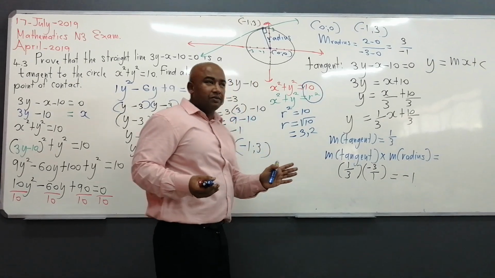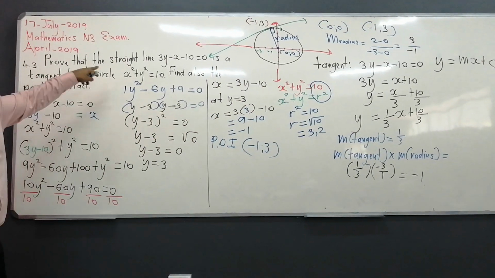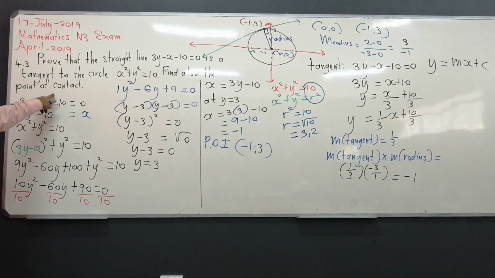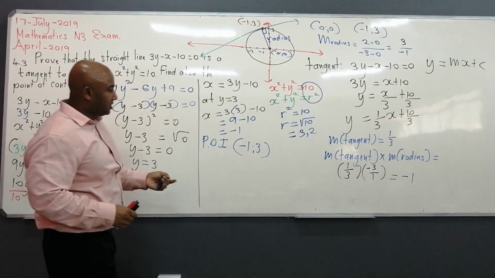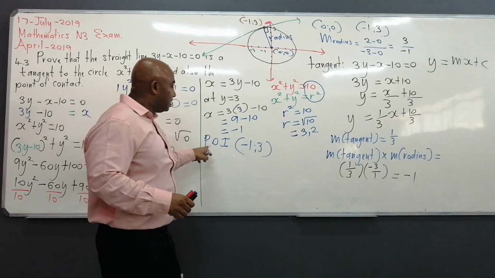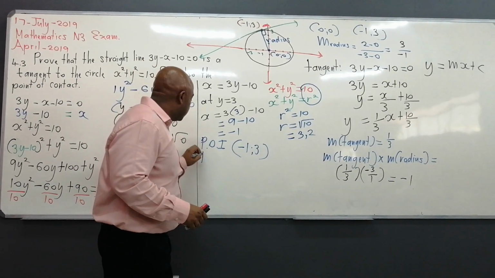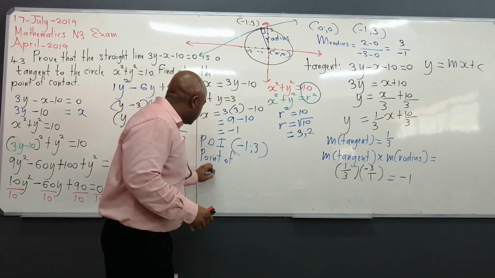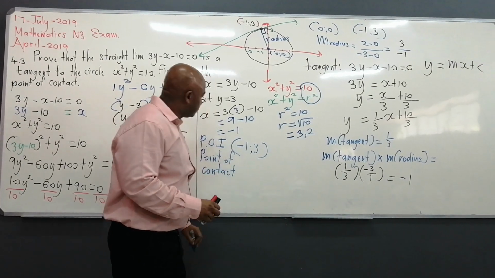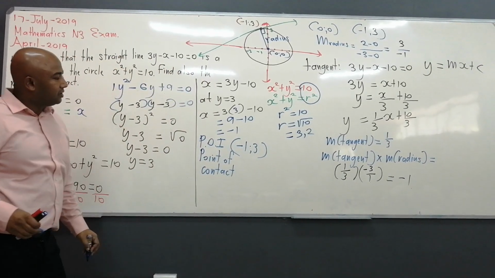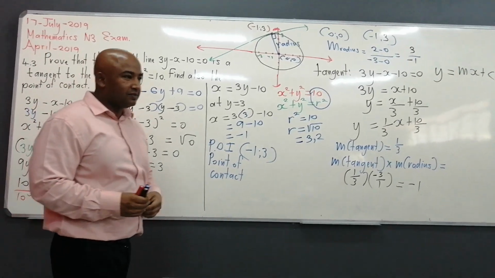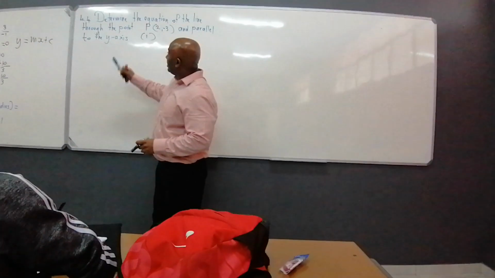So what was the question? Prove that the straight line is a tangent and also find the point of contact. So here is the point of contact, the point of intersection, also the point of contact. Now that's basically it for this question. Here's the next question now.